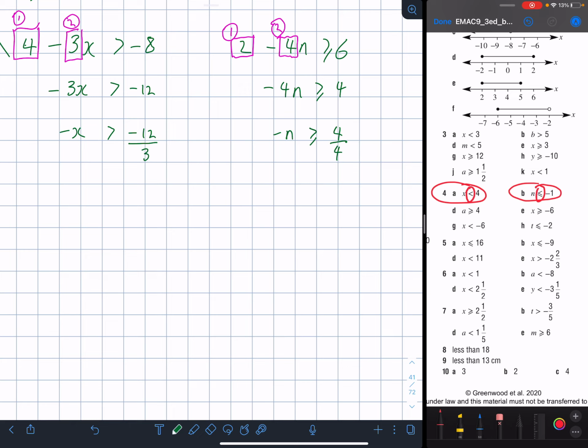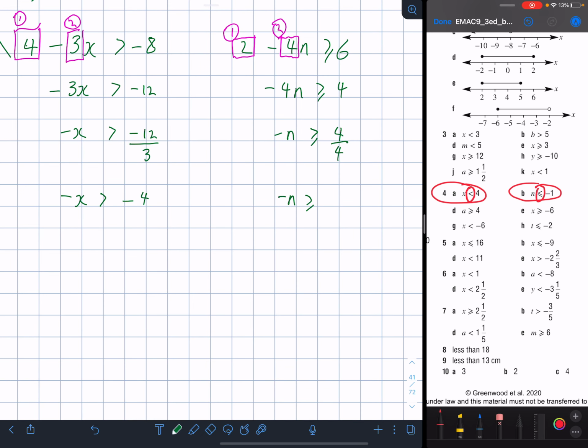Okay, let's simplify both of those ones. So on the left, we've got -x is greater than -12/3. That's -4. And on the right, -n is greater than or equal to 1.